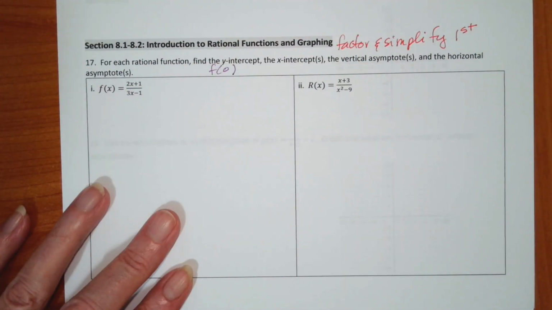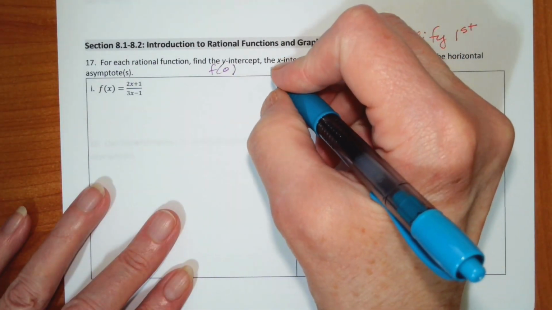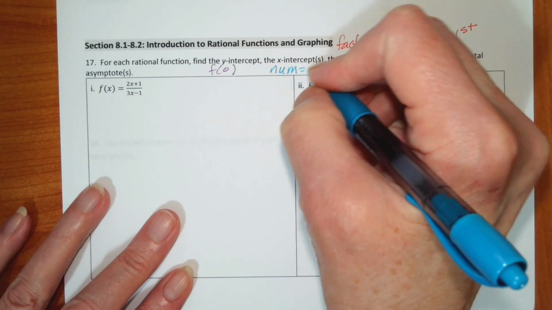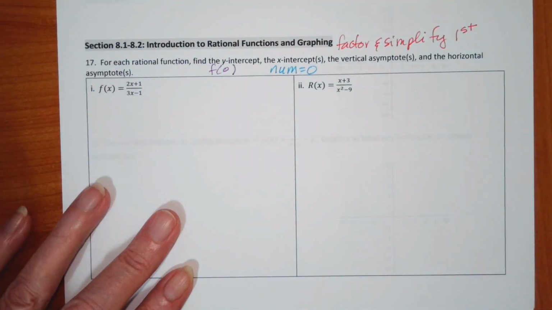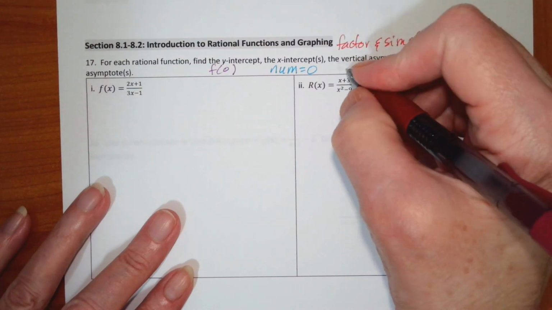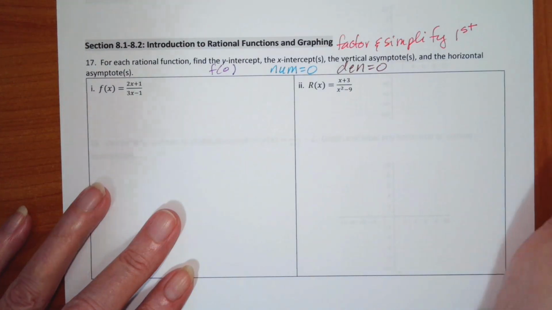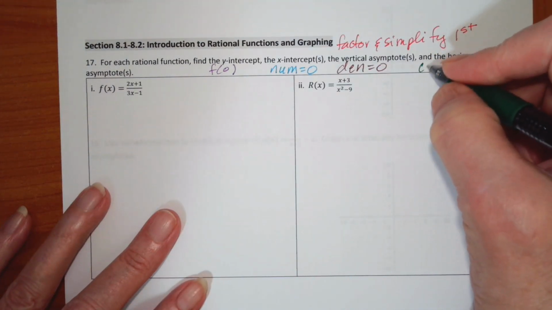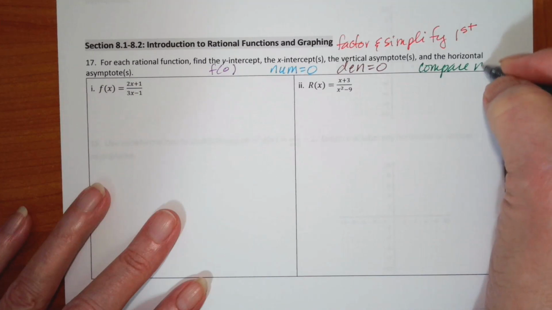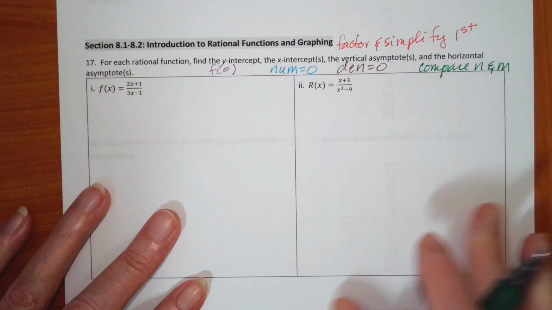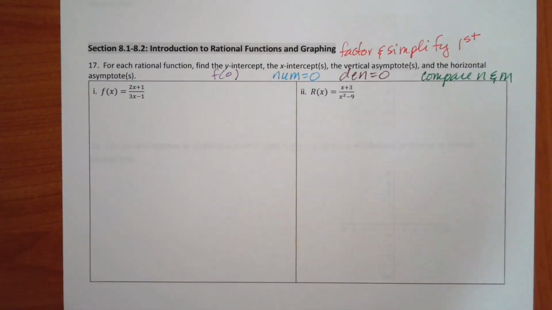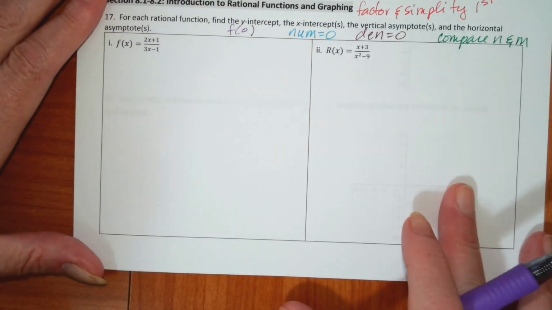Once it's simplified, to find the x-intercepts, you set the numerator equal to 0. To find the vertical asymptotes, you set the denominator equal to 0. And then for the horizontal asymptotes you have to compare n and m, the degrees. Okay, so that's just it in a nutshell, a real brief thing to tell you what you're actually supposed to do. Okay, so let's start off with number 1.